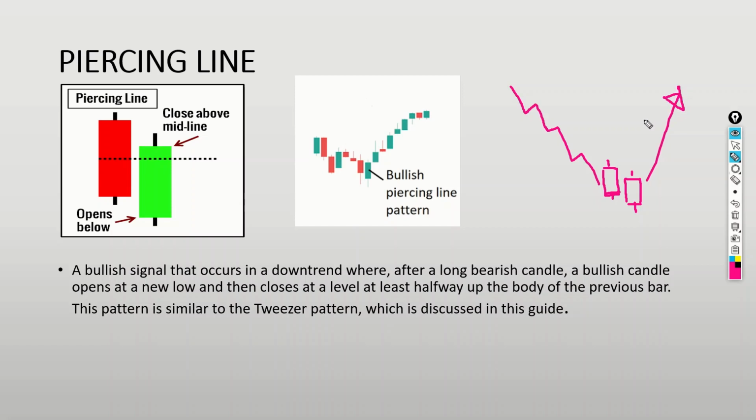pattern. And it is a bullish pattern. So every time we see it, we expect a change in the market trend. So for example, here, the price was moving downwards, and then we formed a bullish piercing line. Okay. And then the price reversed.